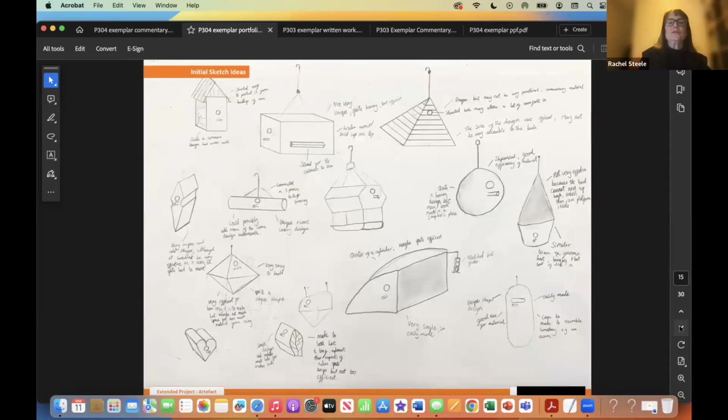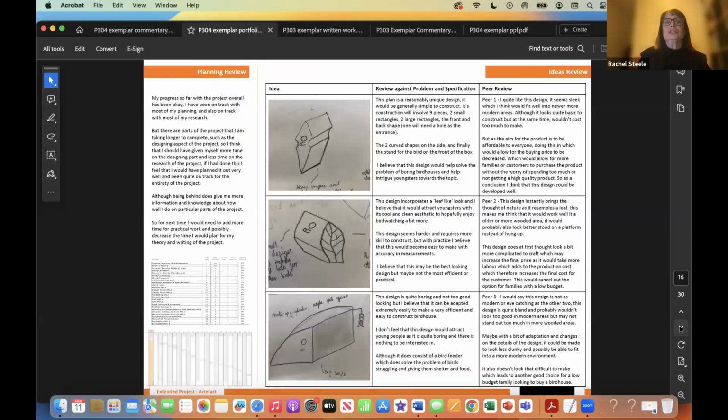And so we start off with initial sketches. We can see the quality of the sketches, and this achieves a high Band 2 mark. There is annotation, and this could perhaps be developed and use more of the technical language and the technical precision that we saw in the first project to achieve a higher band. But all the time, the original ideas are reviewed against the specification.